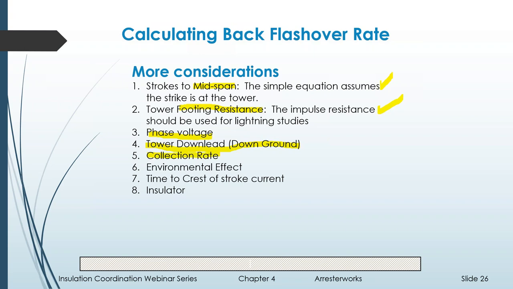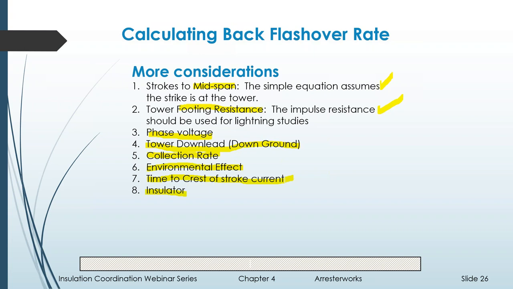How wide is the zone, the collection rate, and for distribution lines, what are some of the environmental effects? And then it turns out that another statistical variable in this whole thing is the time to crest of the stroke. And then another variable, it's not statistical, but it is nonlinear, is what are the flashover levels of the insulator. And it also depends on stroke current. So it gets kind of complicated when you're doing this.